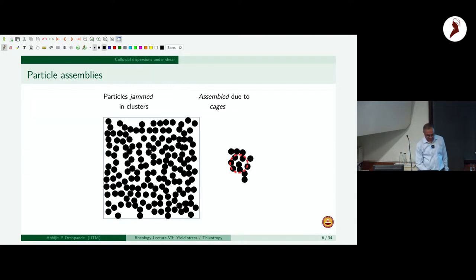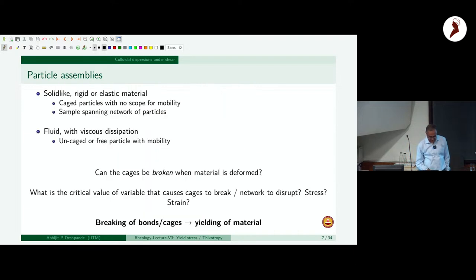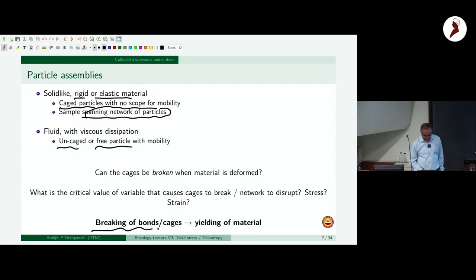And you could have assemblies where you have clusters and cages which define the overall immobility of these particles. Then one would talk about breaking of these cages, if at all, yielding and post-yielding is defined. You could also have a sample spanning network of particles, in which case disruption in that network is what will lead to yielding. So depending on the system, in the solid, elastic or rigid state, you have these caged particles or a sample spanning network. And once it's fluid-like, it's basically a disrupted network or uncaged. And so you have breaking of the bonds and cages, and that's presumably what we observe as a yielding phenomenon in a rheological experiment.